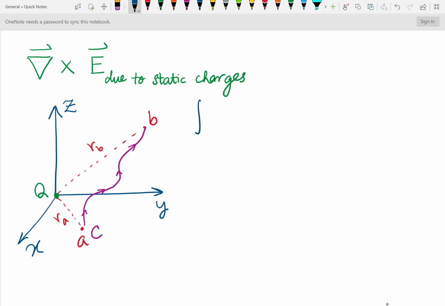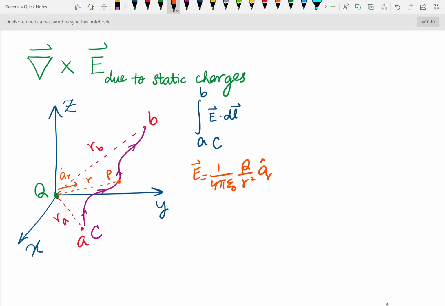I would like to calculate the line integral of the electric field E, that is E dot dl, from point A to B along the directed path C. So to do that, consider the electric field at a point say P on the path C, and the value of the electric field at this point will be equal to 1 over 4 pi epsilon naught Q divided by R square AR unit vector, and R is the distance of the point P from the charge Q or the origin, and AR is the unit vector directed from the origin to the point P. So the electric field E will be in this direction.